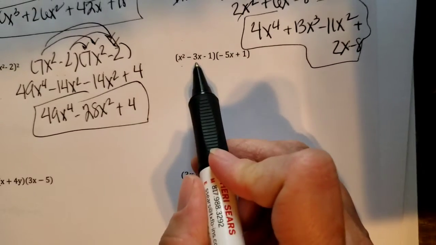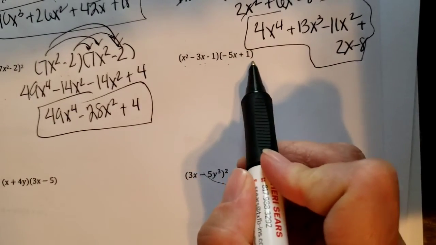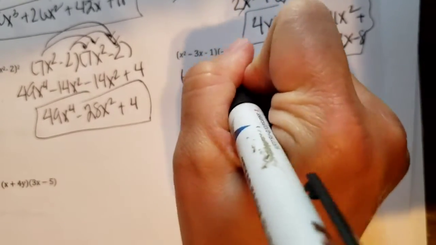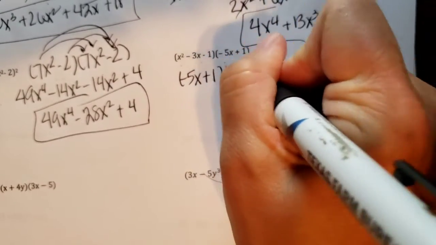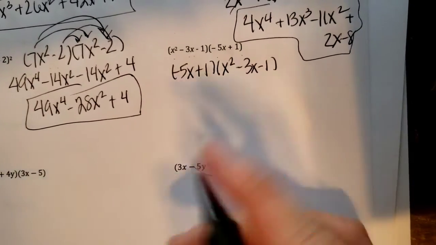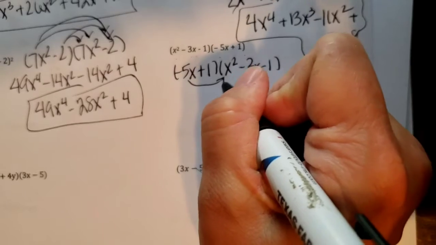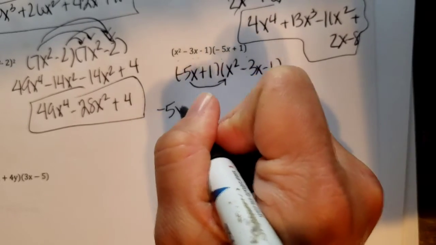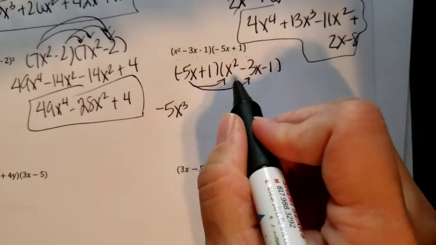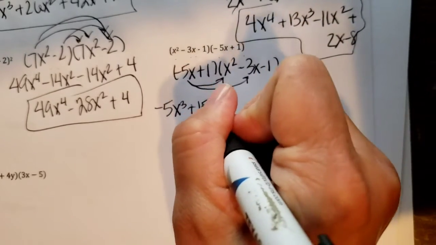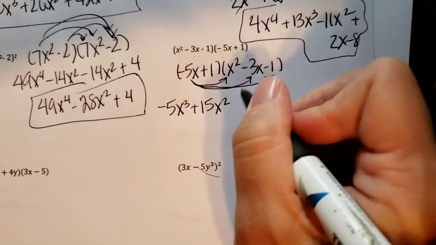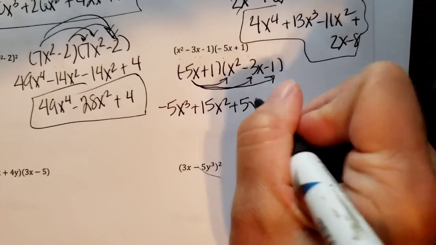This one here, I'm going to distribute all 3 of these terms to these 2 terms. I may just change the order on it so I don't have to distribute 3 terms. I only have to distribute 2 terms. So I just changed the order, no big deal. Negative 5x times x squared is negative 5x cubed. Negative 5x times negative 3x. A negative times a negative is a positive 15x squared. Negative 5x times negative 1, and negative times a negative will be positive 5x.